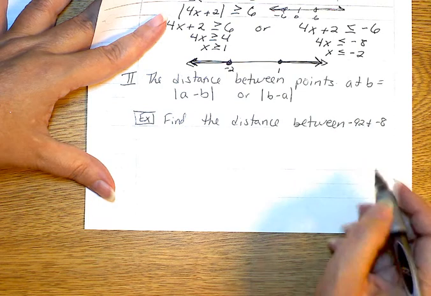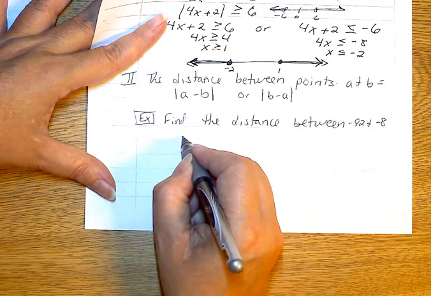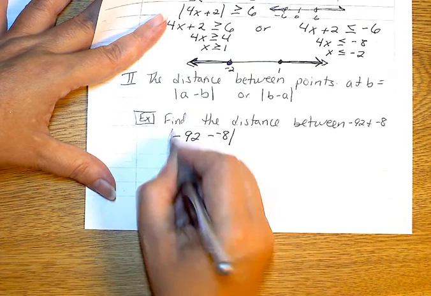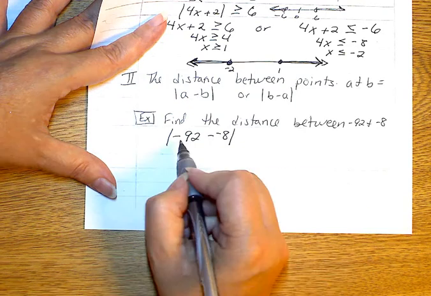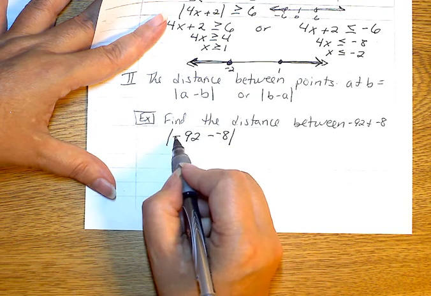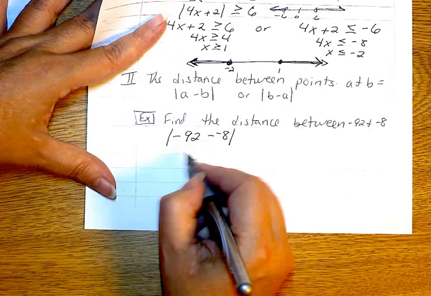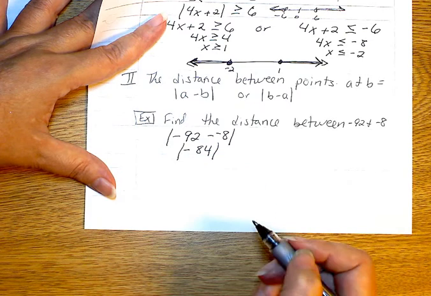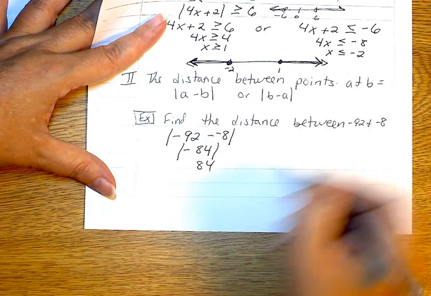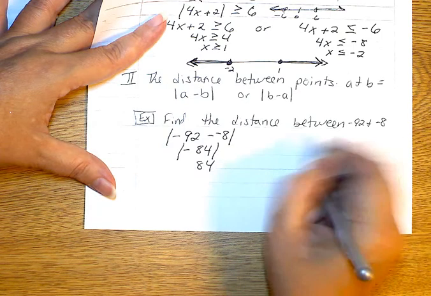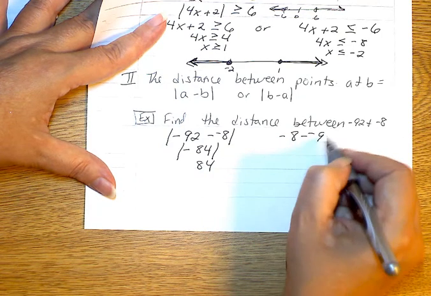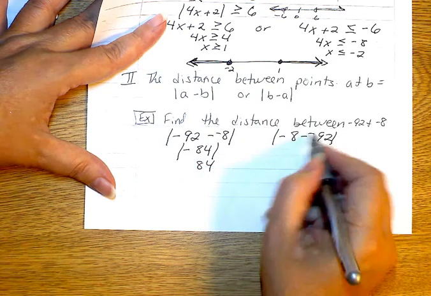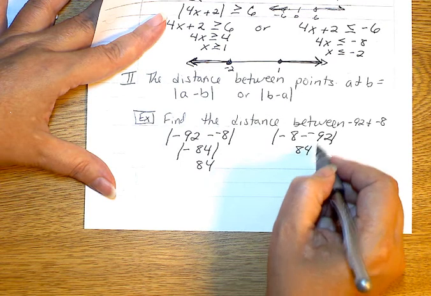So I'm going to show you both ways to show you it doesn't matter. I have negative 92 minus a negative 8, absolute value. In your calculators, you'd go negative 92 plus 8, which gives me negative 84, absolute value. The absolute value of 84 is 84. Just to show you, if I would have reversed it, negative 8 minus a negative 92, that's plus 92, gives you 84. The absolute value of that is 84.